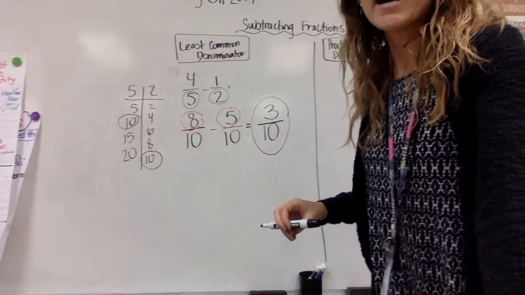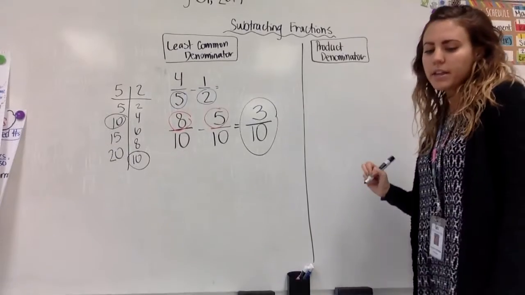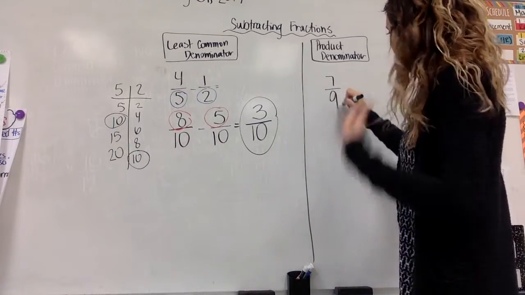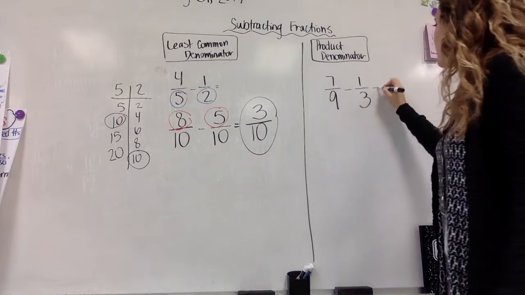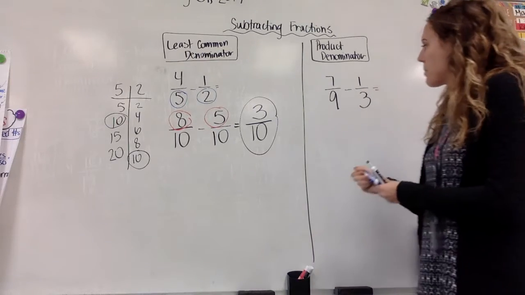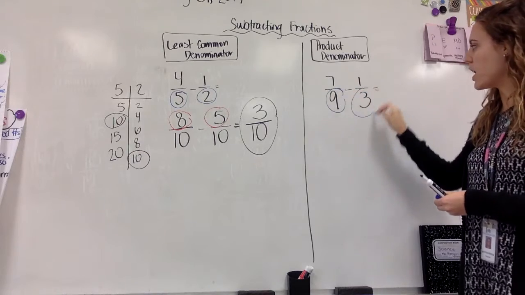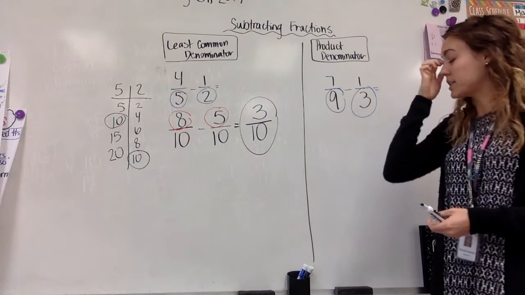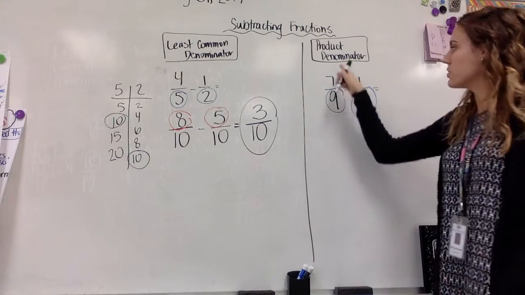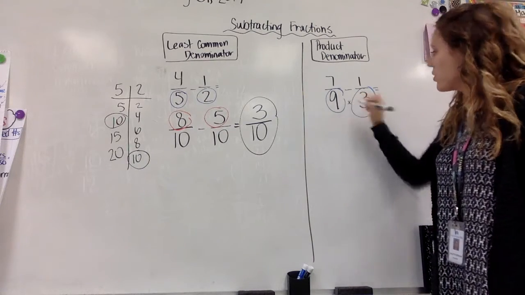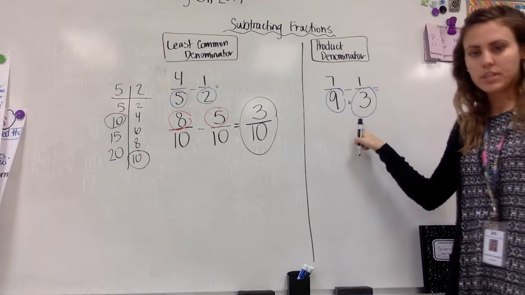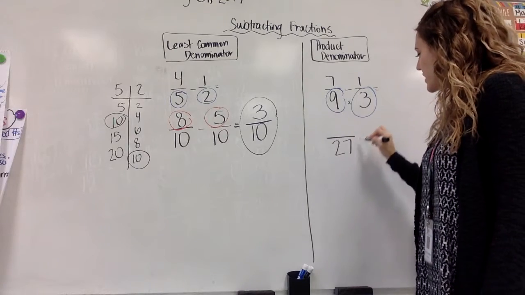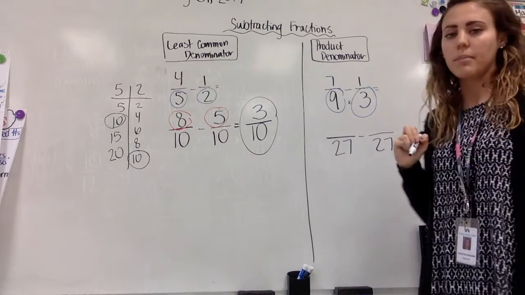Now we're going to look at the product denominator method, and we're going to look at 7/9 minus 1/3. And just looking at my problem, I can already see that these do not have the same denominator, so I need to make a denominator that is the same. And I'm going to use the product denominator method where I am multiplying my two denominators to get my new denominator. So 9 times 3 is 27, so that's going to be my new denominator.